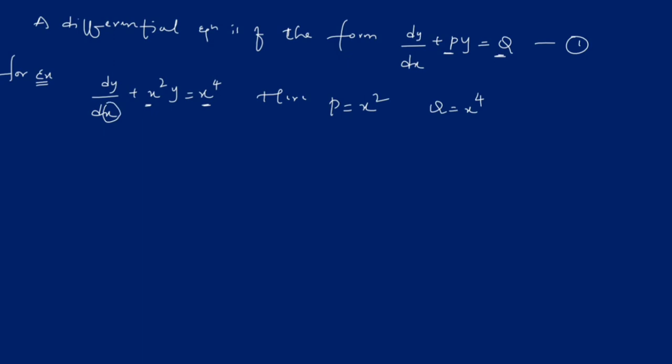So this x square is p and this x to the power of 4 is q. This p and q both are functions of x. Right? Next, one more example you will see here.